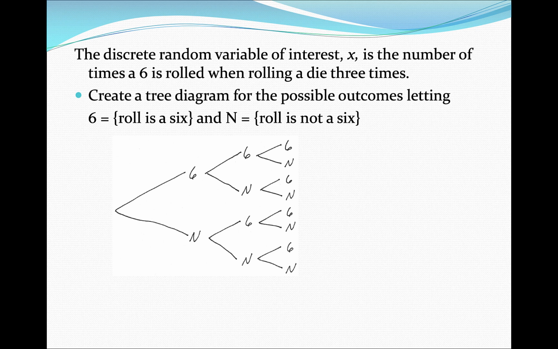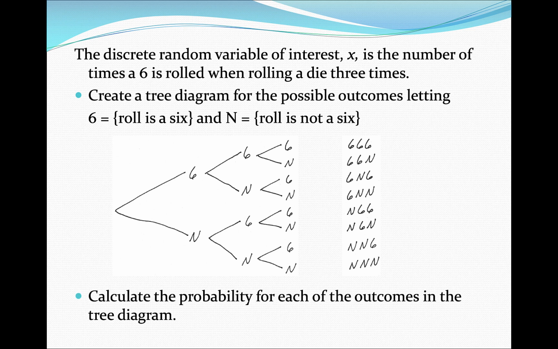From this tree diagram, we can list out the possible outcomes. So the possible outcomes look like this. Well, the first outcome is that we get all 3 6s. The second outcome is that we get a 6, and then not a 6. The third outcome is that we get a 6, not a 6, and a 6. And you can see there are 8 possible outcomes here. So that's just simply the outcomes in terms of getting a 6 or not when we roll the die 3 times.